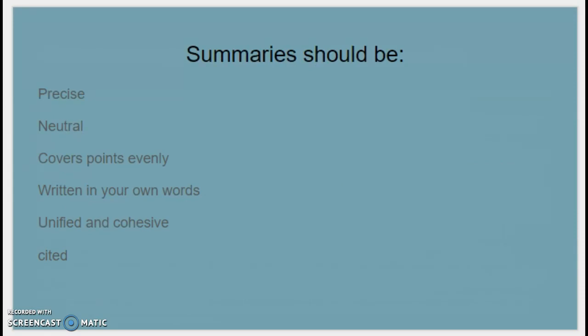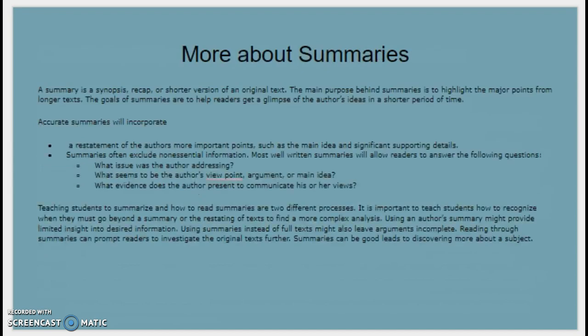So your summary should be precise, neutral. It should cover all the points evenly. It should be written in your own words. It should be unified and cohesive, and it should be cited. So this is more about summaries.